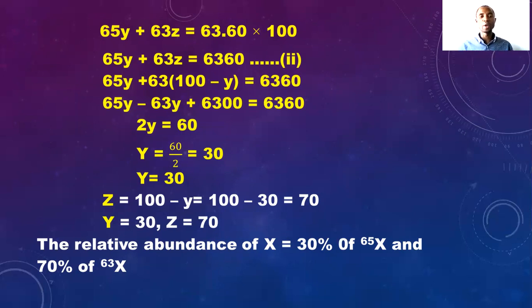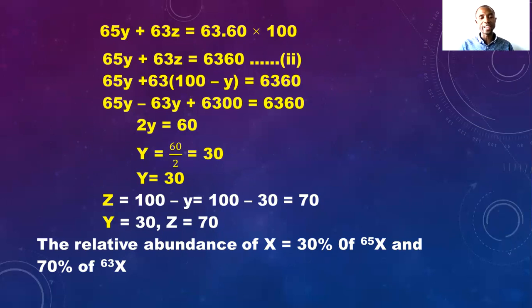When you open the bracket and collect like terms, you have 65Y minus 63Y plus 6,300, which is 63 times 100, equal to 6,360, which is at the right hand side of the equation. Collect like terms. When you subtract, you're going to have 2Y equal to 60. Make Y the subject of the formula, you're going to have 30. What it means is that the abundance of Y is 30. Using this as the value of Y, bring down the equation once again.